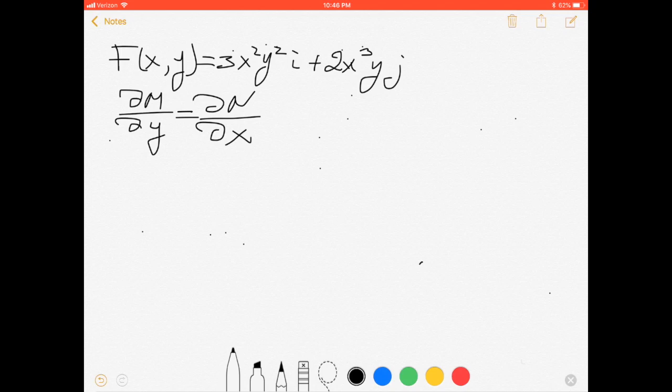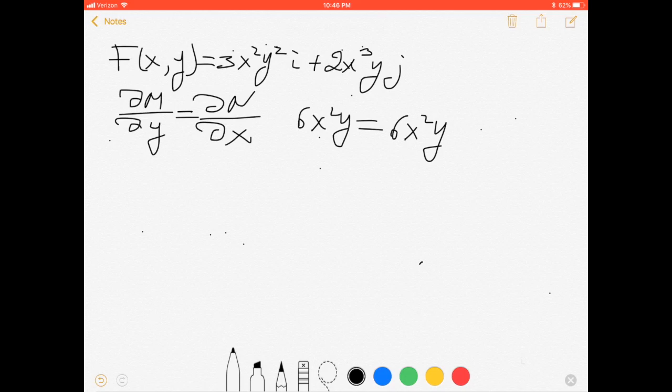For 3x squared y squared, we take the derivative with respect to y. It will be 6x squared y. Then for 2x cubed y, we take the derivative with respect to x. It will be 6x squared y. Yes, they are equal. This means we have a conservative vector field, and we can find the potential function.